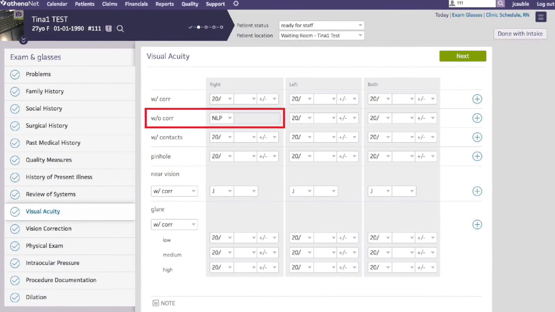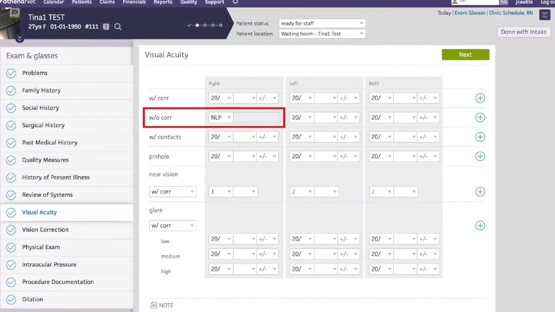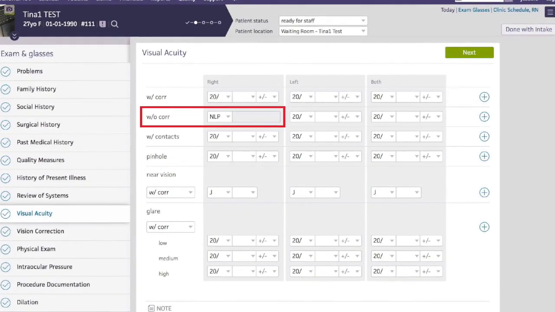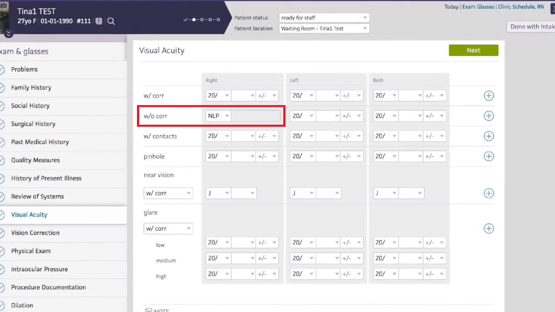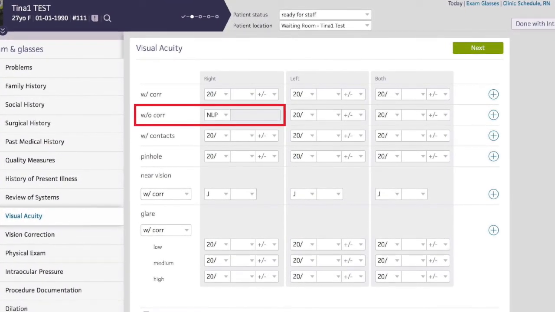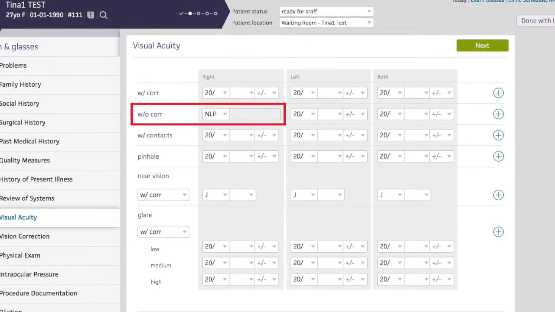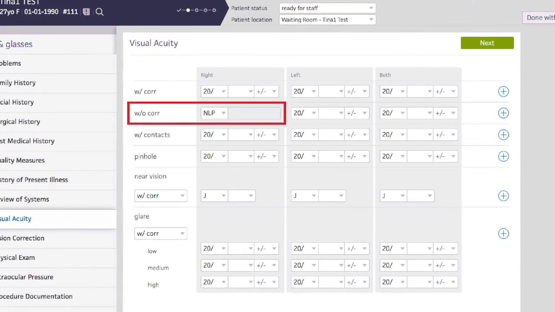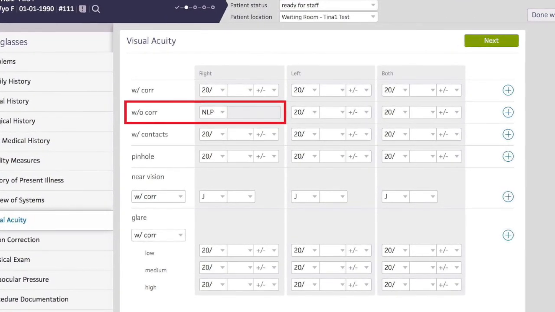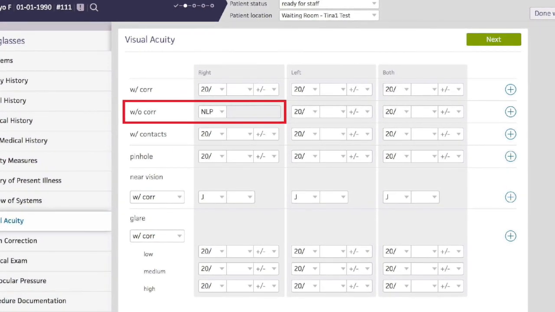If they are not able to see the light shining in their eye at any point, then this is the final level and the patient's vision is NLP or no light perception. After you are done assessing a patient's visual acuity, their extraocular movements, and their confrontation fields, direct the patient back to the waiting area.